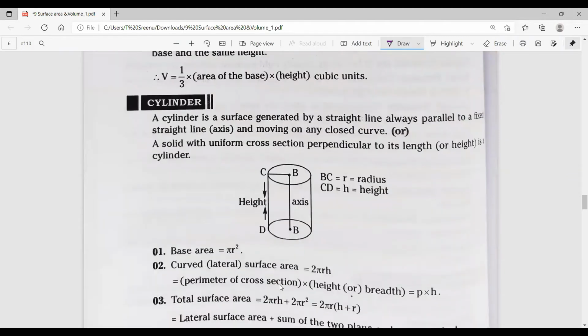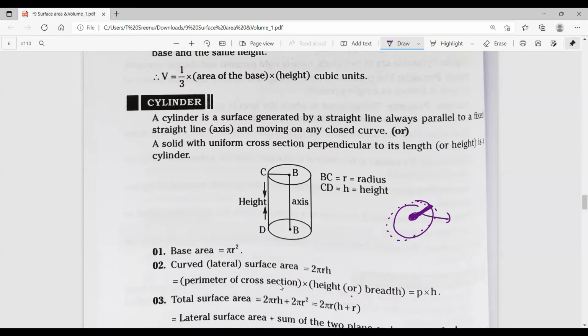Next is the cylinder. A cylinder is a surface generated by a straight line always parallel to a fixed straight line or axis, moving on any closed curve. So a circle, we define a circle. A circle is a collection of points at a fixed distance from a fixed point. The fixed point is the center. This distance is called the radius.